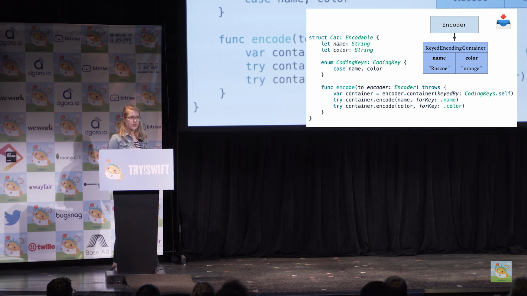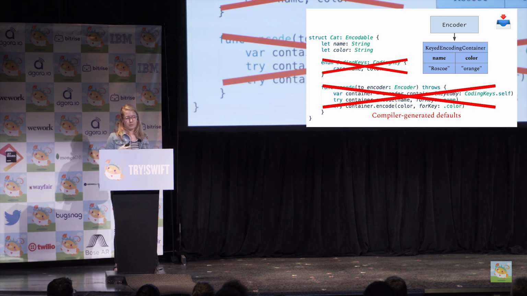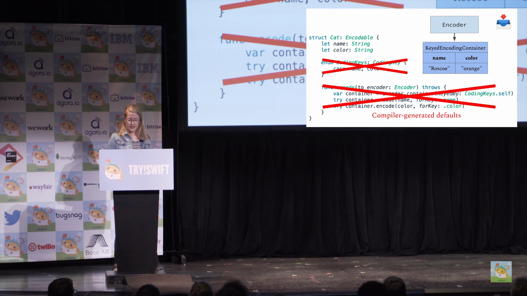So if this is how you want your output to look, you should not write any of this code. This is what the compiler would be generating for you. But now that you know what the compiler would do, you can probably imagine how we might modify this code a little bit to get some sort of different output.